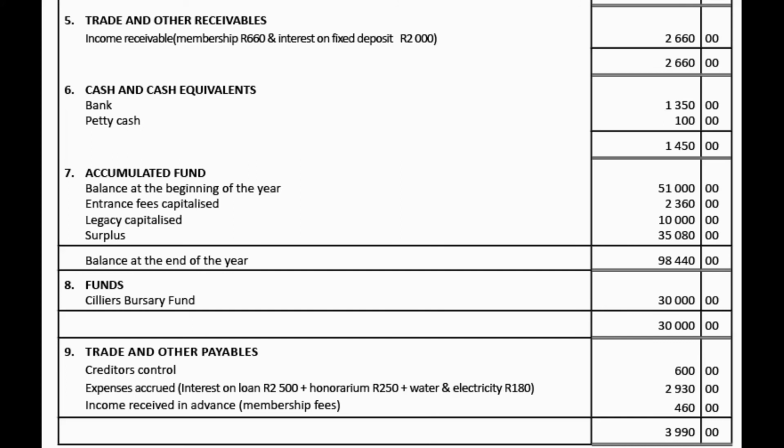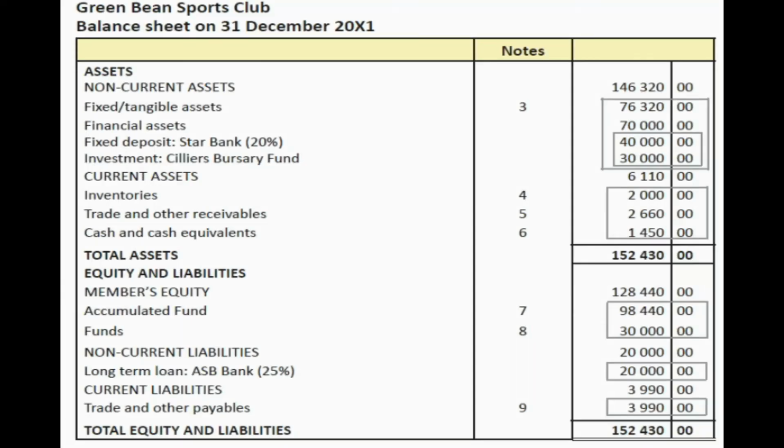All right, and then the other account under trade and other payables is income received in advance. That was the adjustment regarding the membership fees, and that was 460 Rand. Okay, if we add those amounts, we get the total for trade and other payables, which is 3,990.